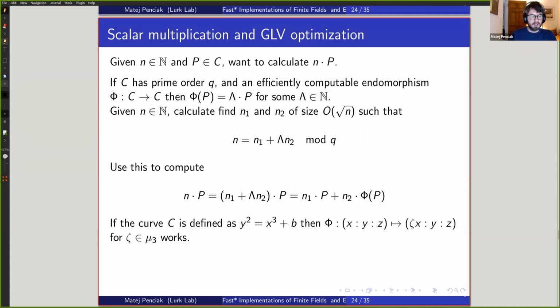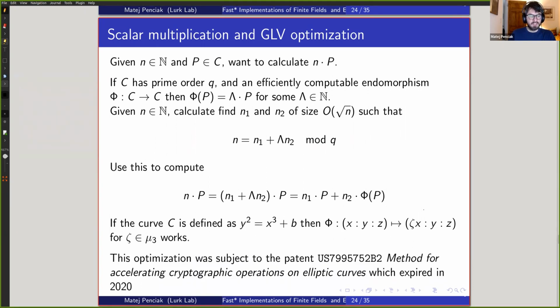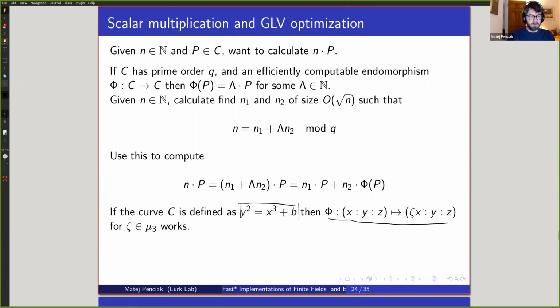And so an example of a curve that has this property is if your curve is of the form y squared equals x cubed plus b, then if you take zeta, a primitive cube root of unity, then phi, which takes your coordinates and just multiplies the x coordinate by zeta, is a very fast computed endomorphism. It's just a single field operation, and it can reduce the cost of your scalar multiplications by half. And we've implemented this, and for particular curves that we've implemented this for, we see about a 50% improvement in scalar multiplication efficiency.